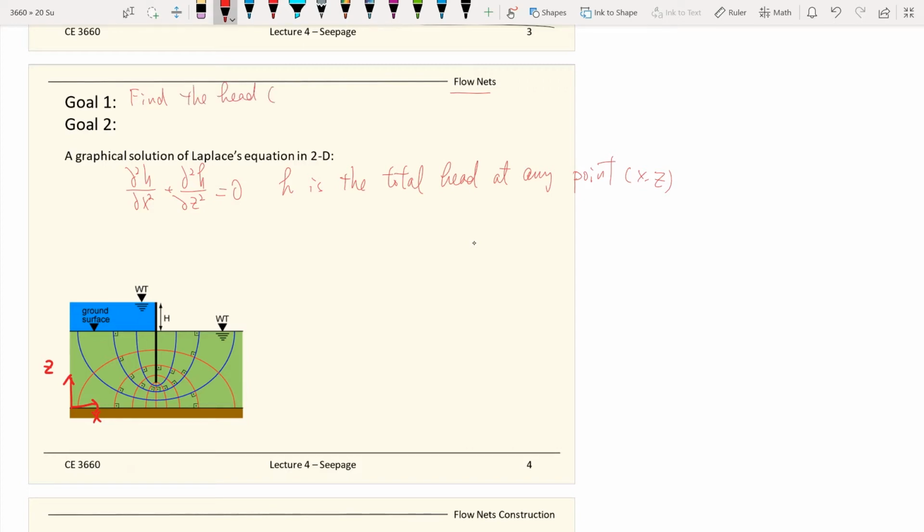So the solutions give you the total head. In the previous lecture, we talked about how to find the elevation head and also the potential heads, and how they relate to the total head. So once you're able to find the total heads, you know the elevations, and then you can also find the potential heads at any points.